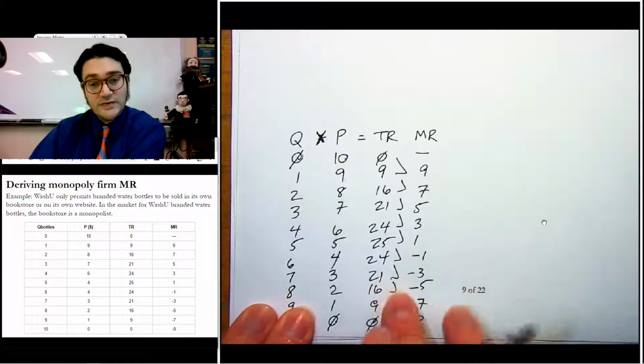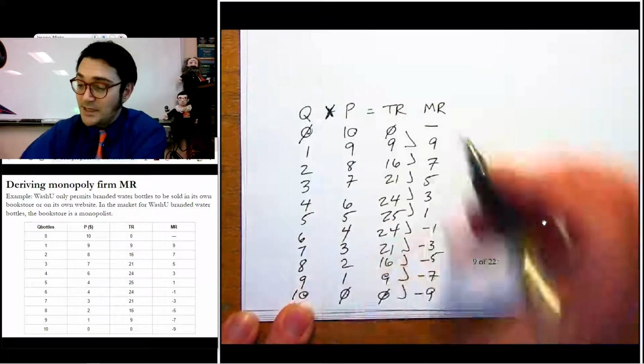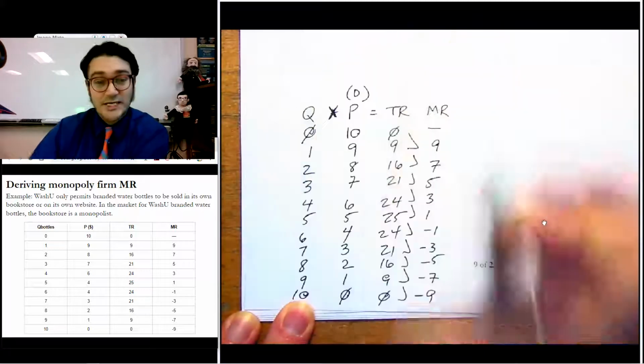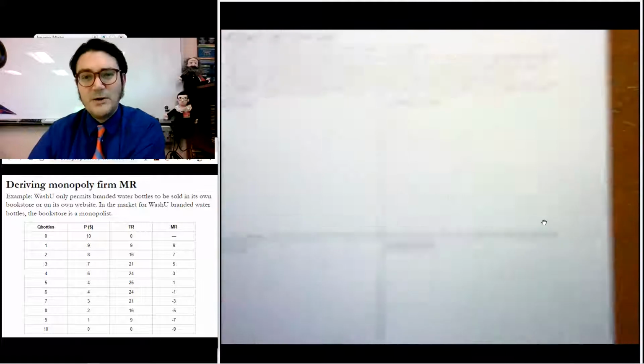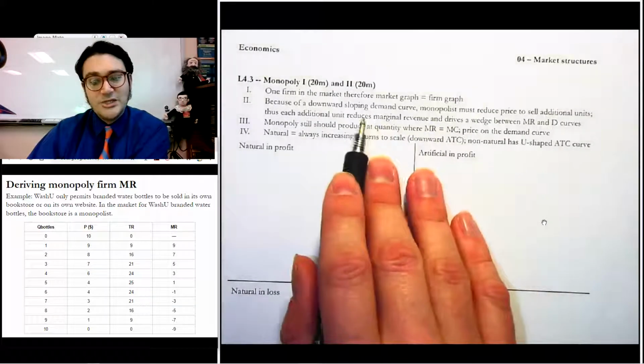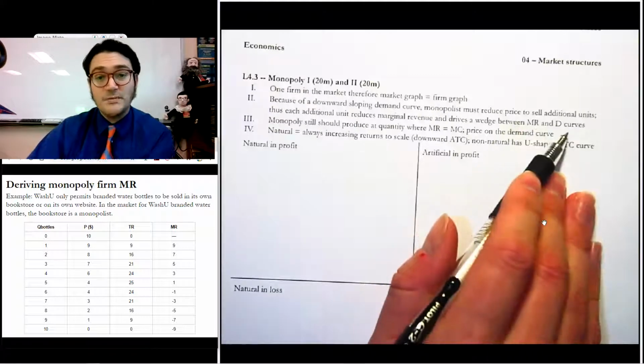Now, this is an important difference. Notice that the marginal revenue and the price are not going to be the same. The demand curve is going to tell us the price. So that's by way of saying that each additional unit reduces marginal revenue and drives a wedge between the marginal revenue and the demand curves.